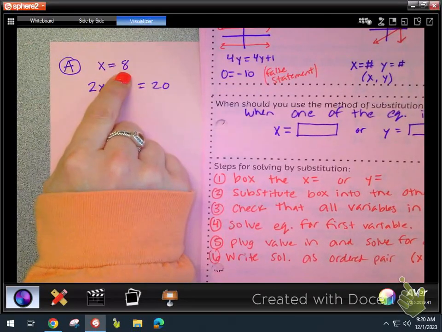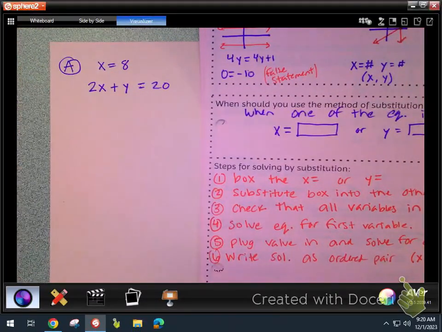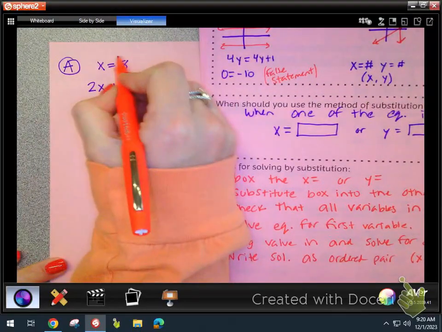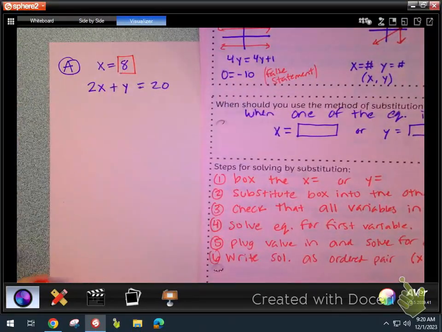Now, what is x actually equal to? 8. This one's going to be an easier problem because I already know the value of x. So here's my step 1. I'm going to box the x equals. I'm not boxing x equals, I'm just boxing what x is equal to. So just the 8.